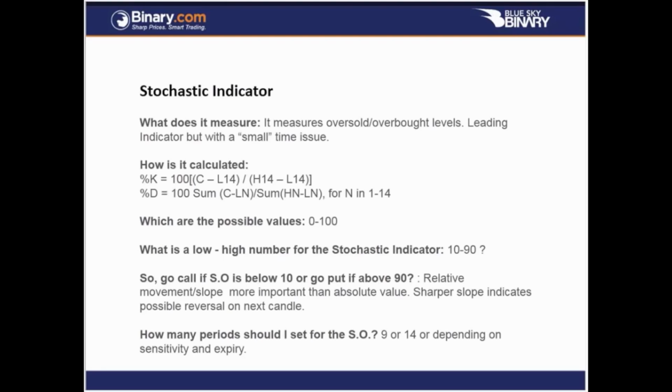Well, again, the relative movement and the slope is more important than the absolute value of the stochastic indicator. A sharper slope, and we'll discuss this shortly, indicates possible reversal on the next candle. Okay? We will discuss this soon. And how many periods should I set for the stochastic indicator? 9 or 14, depending again on sensitivity and expiry. Okay? So these are the two indicators that give you information about if it's being overbought or oversold. Now, let's see how you can actually use these indicators to trade.